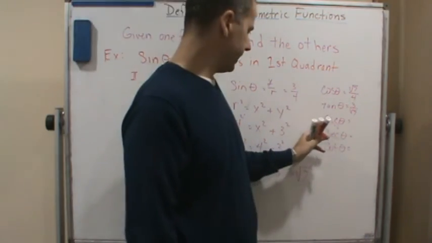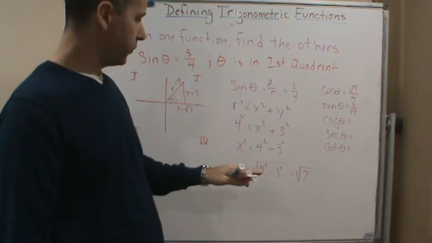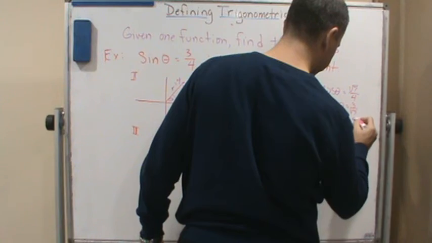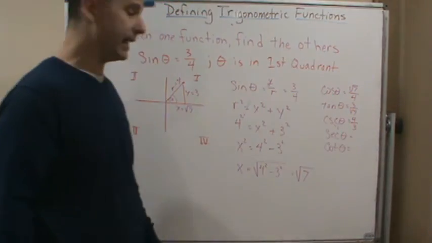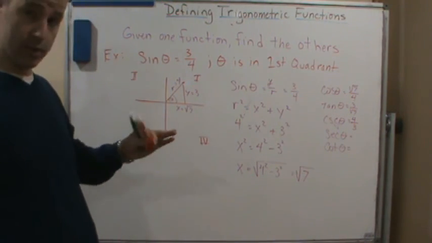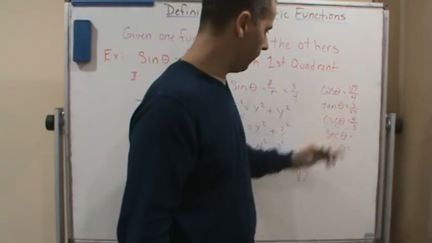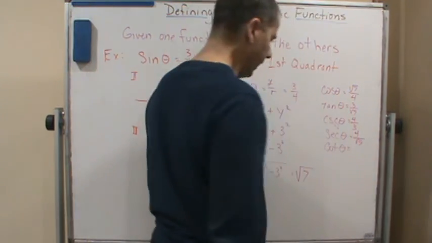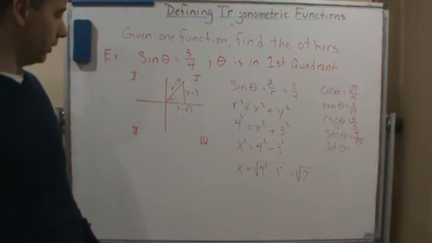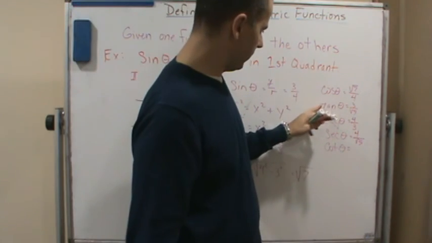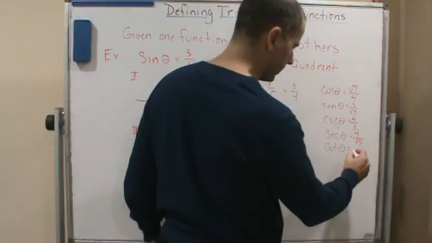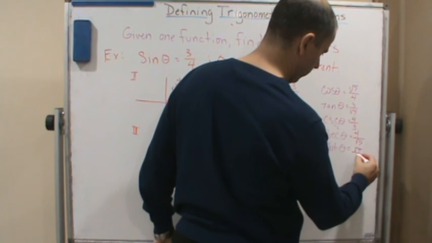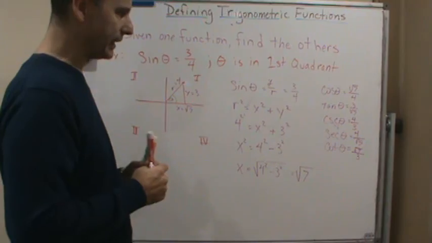Now cosecant is 1 over sine, so it's the reciprocal of sine. That means it's going to be 4/3. Then secant is 1 over cosine, the reciprocal of cosine, so it's going to be 4 over the square root of 7. And finally, cotangent is the reciprocal of tangent, so it's going to be the square root of 7 over 3.